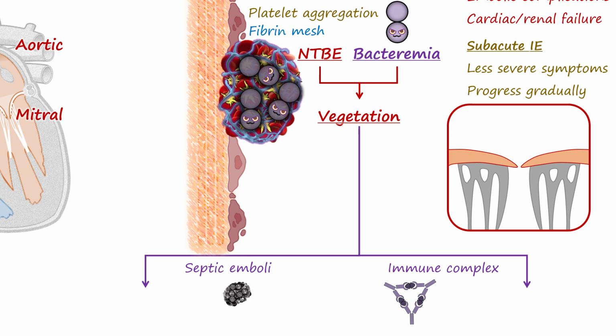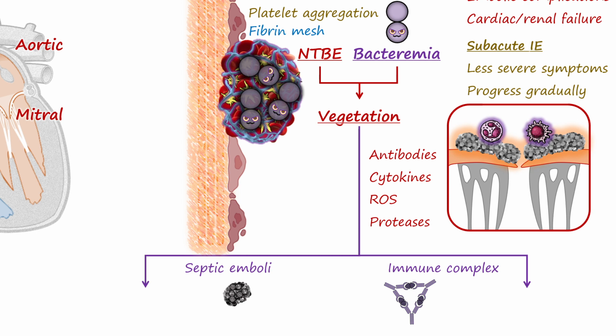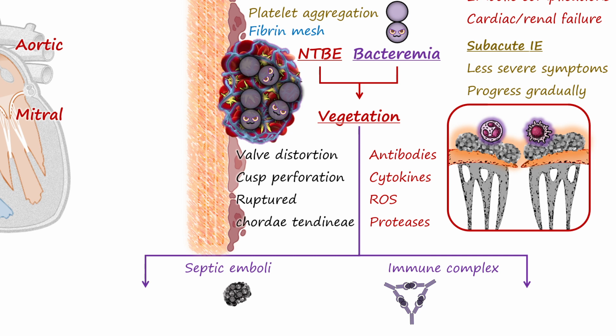The immune system responds to the microbial vegetation by releasing antibodies, cytokines, reactive oxygen species, and proteases to fight the infection. However, this immune response can also cause inflammation and damage to the valve and perivalvular tissues. As a result of valve tissue distortion, cusp perforation, or rupture of the chordae tendineae, it can lead to valve regurgitation. When the mitral valve and surrounding tissues are affected, it leads to mitral regurgitation, characterized by a pansystolic murmur.